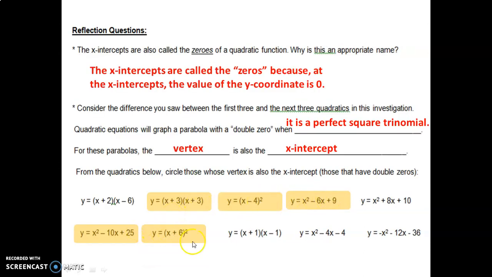because these are the ones that are all perfect square trinomials. Here we can see the double root clearly. Here we can also see a double root clearly, x plus 6 times x plus 6. This one also, x minus 4 times x minus 4. This one is a perfect square. This one is a perfect square. This one might look like a perfect square, but it is not because we have a minus sign. This one also may look like a perfect square, but it is not because of this minus sign here.